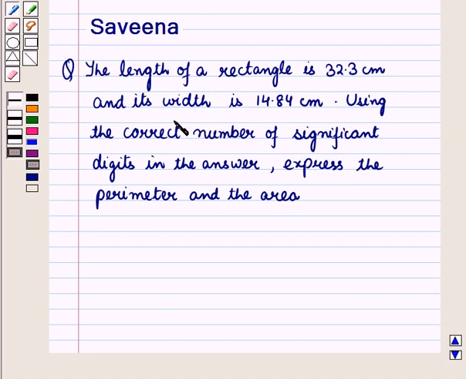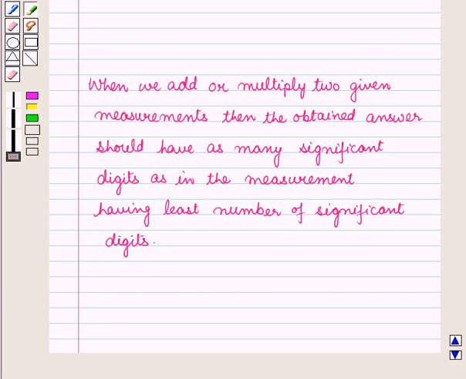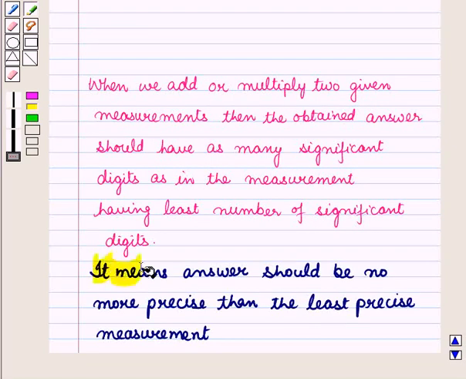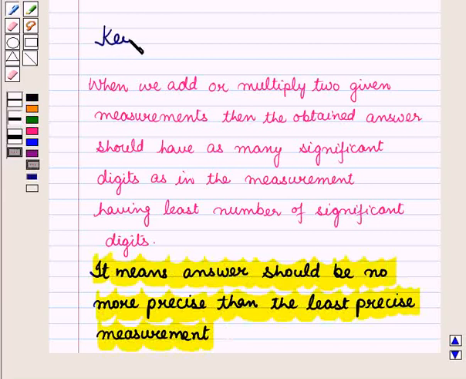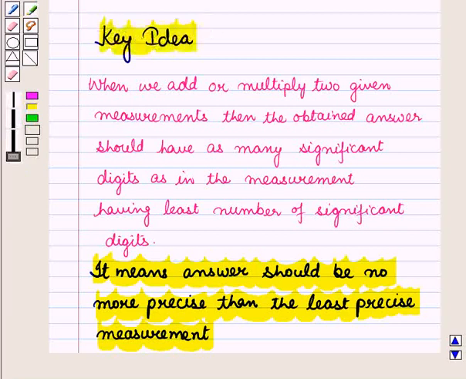Now before starting the solution of this question, we should know a result. And that is, when we add or multiply two given measurements, then the obtained answer should have as many significant digits as in the measurement having the least number of significant digits. It means the answer should be no more precise than the least precise measurement. Now this result will work out as a key idea for solving the given question.